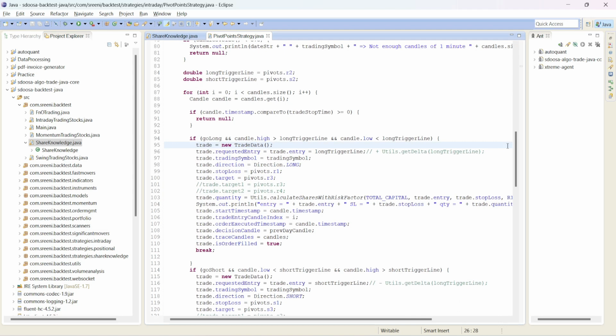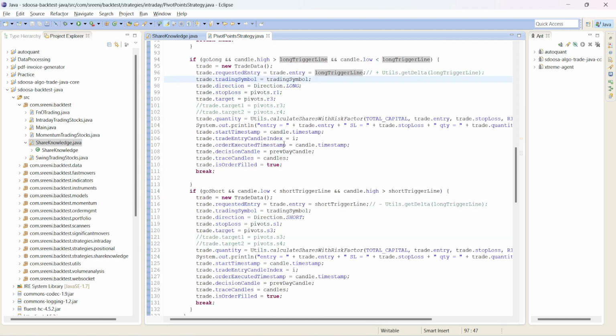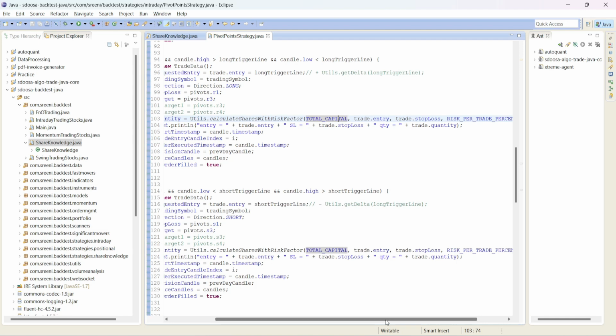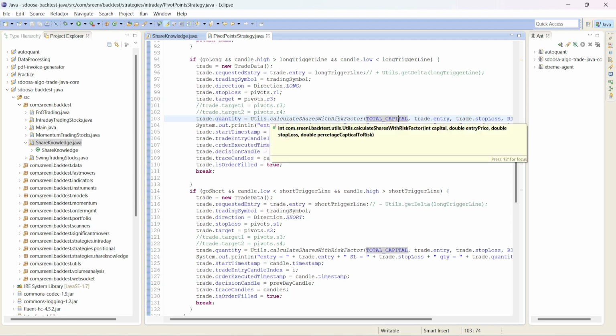Yeah, here's the actual code. Of course, I'm not going to consider the delta part here. I'm just directly adding the entry point as a trigger line. That is nothing but R2 in case of a long trade, and in case of a short trade, it's the S2 line. So, I hope the rules are clear. And again, the quantity we calculate is based on the risk factor, that is the total capital and how much we are going to lose per trade. This I already explained in the previous video. If you are not clear about how to calculate the quantity to be taken on each trade, please watch the previous video.